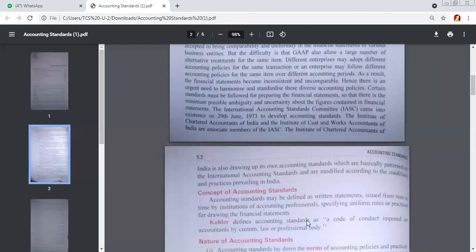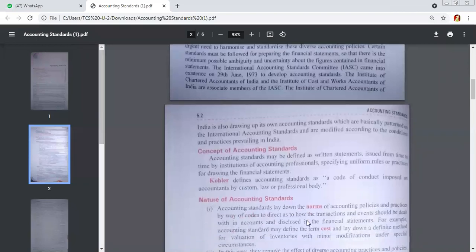The Institute of Chartered Accountants of India and the Institute of Cost and Works Accountants of India are associated with the members of IASC. The Institute of Chartered Accountants of India is also drawing up its own standards, which are basically patterned on the International Accounting Standards and are modified according to the conditions and practices prevailing in India. So this is all about the need of accounting standards.